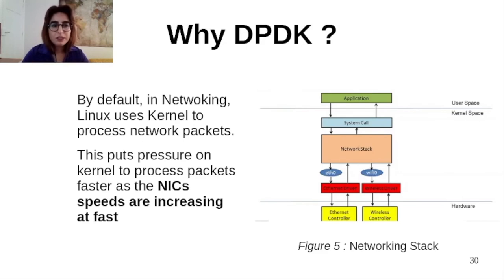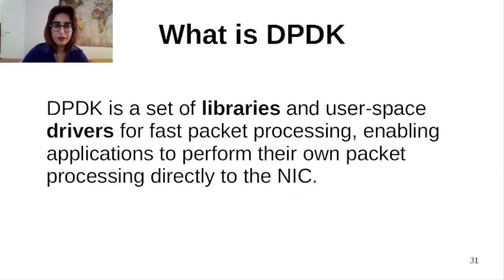So, why DPDK? By default, in Linux networking, Linux uses the kernel to process network packets. This puts pressure on the kernel to process packets faster as the NIC speeds are increasing fast. So, what is concretely DPDK? DPDK is a set of libraries and user space drivers for fast packet processing, enabling applications to perform their own packet processing directly to the NIC, bypassing the kernel.